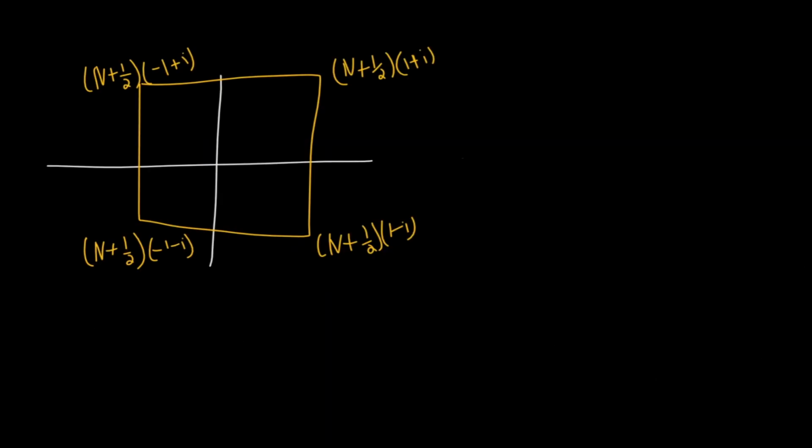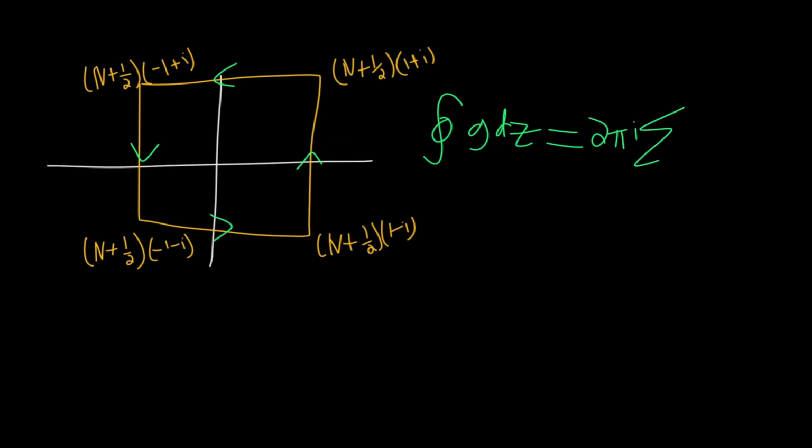Consider the following contour right here. If we were to take the integral of g around this entire thing, going this way specifically, what are we going to get? Well, the contour integral of g dz, by the residue theorem, must equal 2 pi i times the sum of all of our residues. But what exactly is g? Well, g right here we know to be pi times f of z times cotangent of pi z.